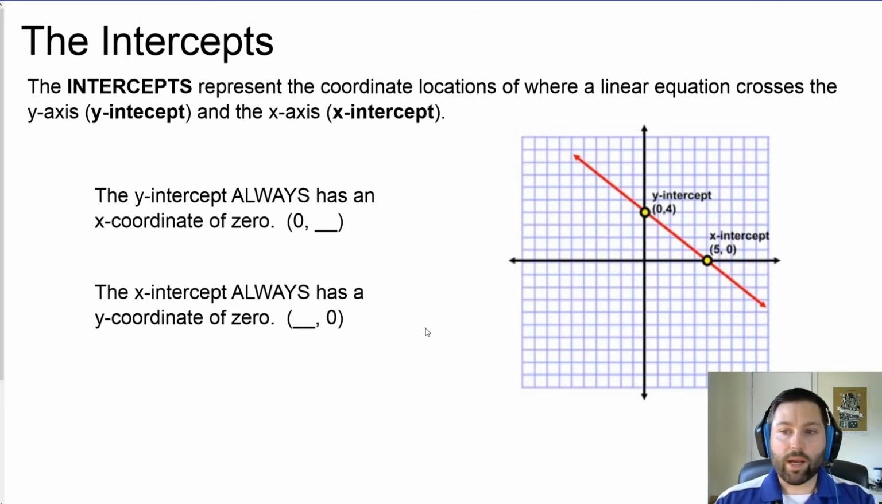So remember that the y-intercept needs to have an x-coordinate of 0. So in this coordinate space here, I would write (0, 4). And to represent the x-intercept here would be (5, 0). Okay? So please make sure and remember that the y-intercept needs to have an x-coordinate of 0, and the x-intercept has a y-coordinate of 0. So it's like flip-flopped. Just keep that in mind.